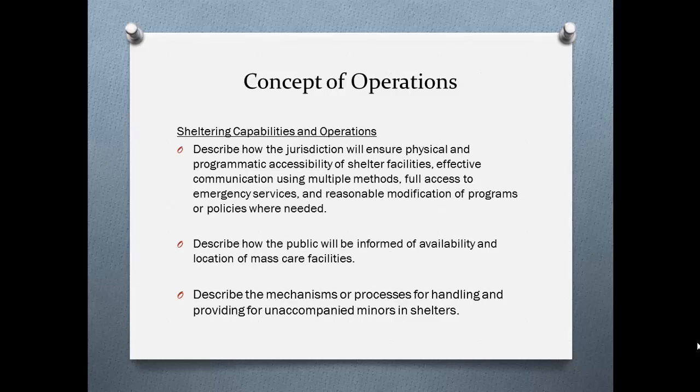You describe how the jurisdiction will ensure physical, programmatic accessibility of shelter facilities, effective communications using multiple methods, full access to emergency services, and reasonable modifications of programs or policies where needed. Then you will describe how the public will be informed of the availability and location of mass care facilities, and you will describe the mechanisms or processes for handling and providing for unaccompanied minors in shelters.